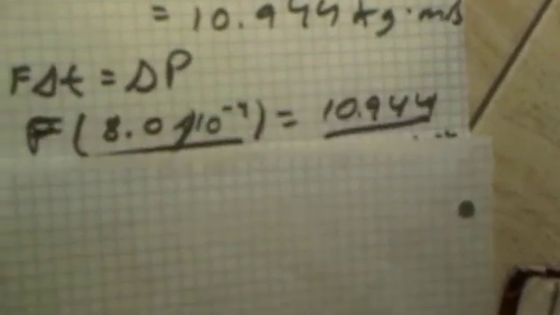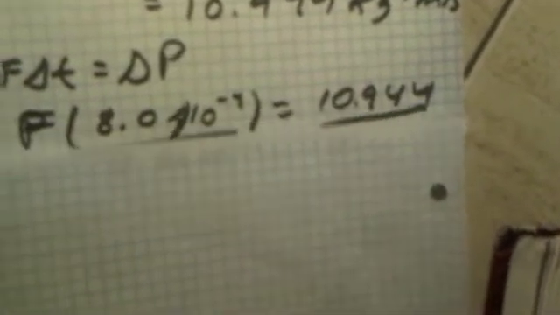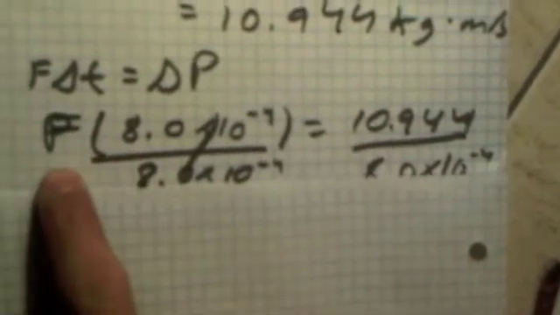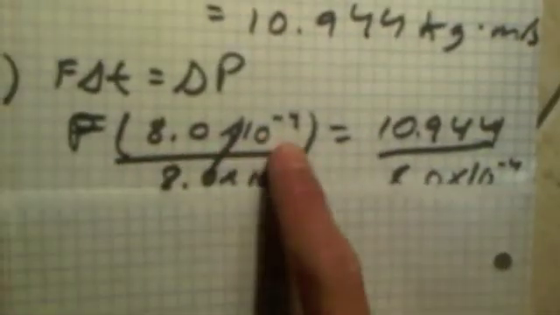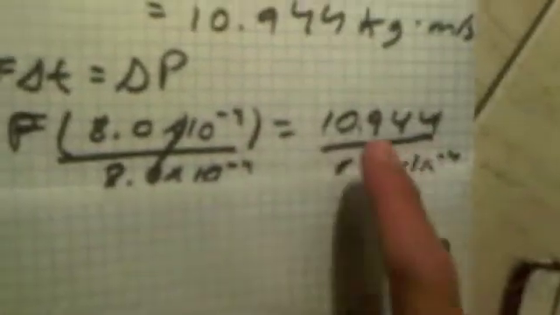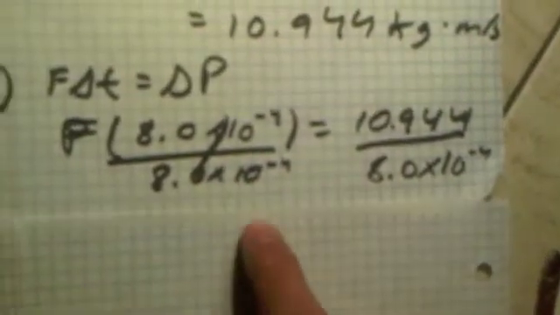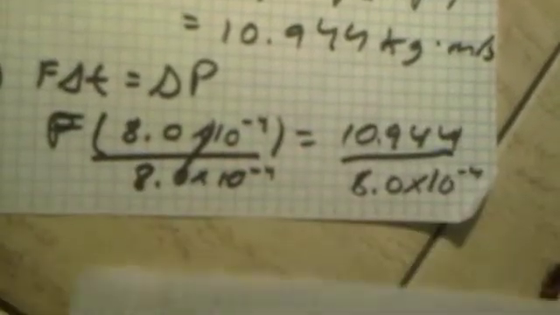Then, part 3 says, if the bat and ball were in contact for 0.8 milliseconds, what was the average force that the bat exerted on the ball? As we know, the time is 8.0 times 10 to the negative 4 seconds. So we plug in F times 8.0 times 10 to the negative 4 equals 10.944, which is the change in momentum. Then we divide 8.0 times 10 to the negative 4 on both sides, cancel, and we get, for the average force, 1.4 times 10 to the 4.